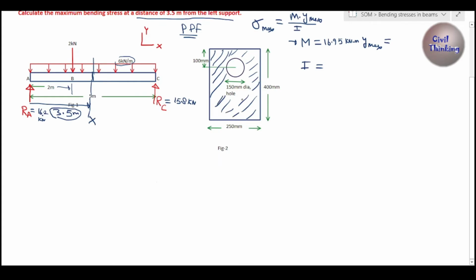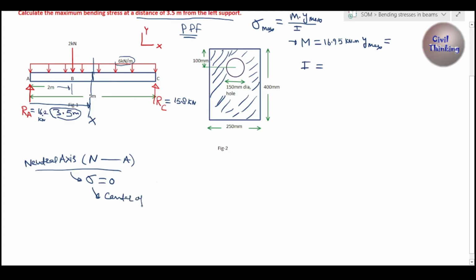But to find the moment of inertia of this section, we need to know the neutral axis first. We have to know the neutral axis. It's also denoted by NA. If we draw a line somewhere like this, NA means neutral axis. Now, what is neutral axis? Neutral axis is an axis where bending stress is zero.